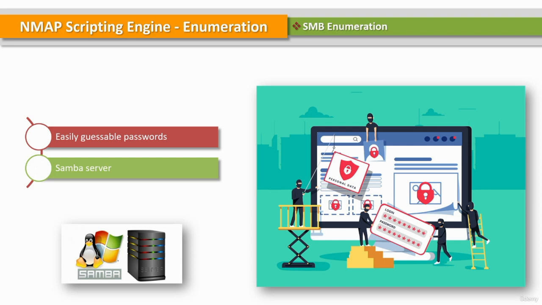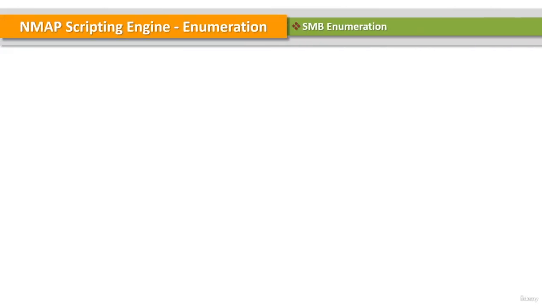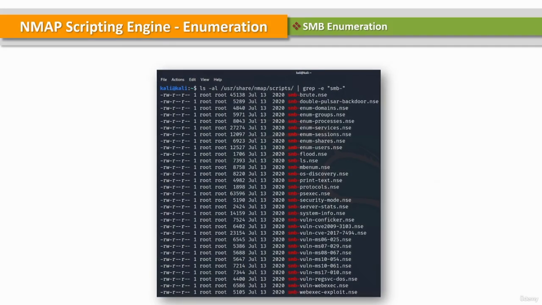So then what scripts does NMAP provide to us? Well, we're going to list all the scripts about SMB. And as you can see, there are a few scripts in NSE. So in this lesson, we are going to perform enumeration on the Metasploitable 2 machine for SMB protocols, SMB enum shares, and SMB OS discovery. So let's go ahead and try these scripts.